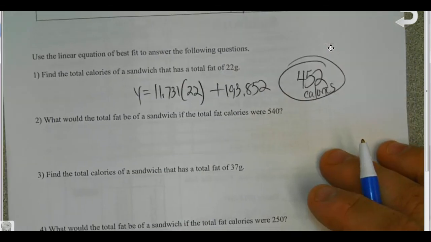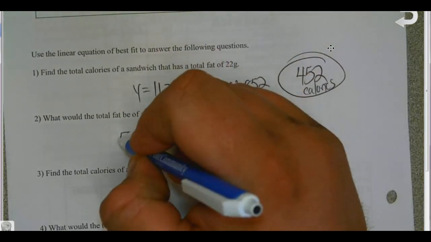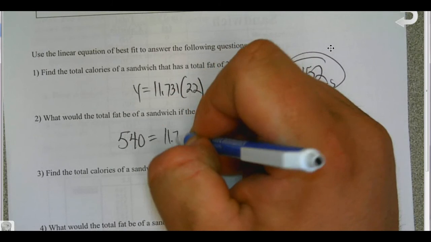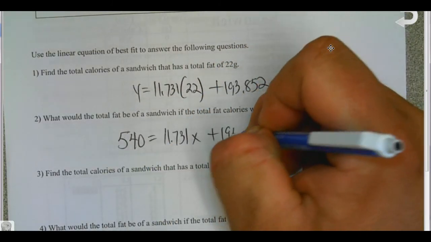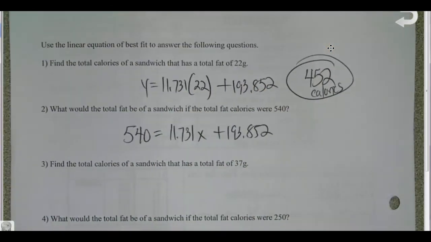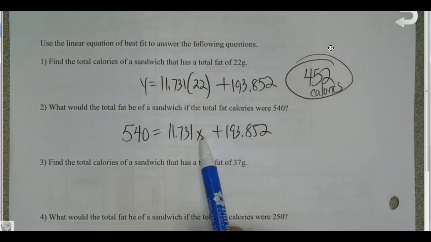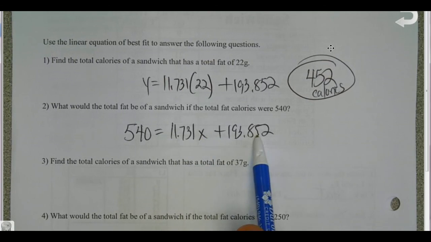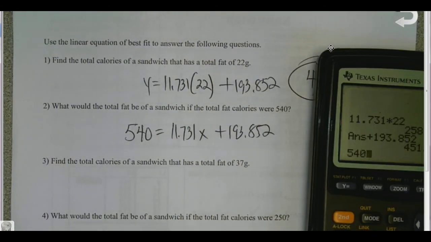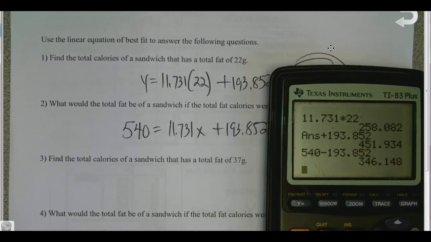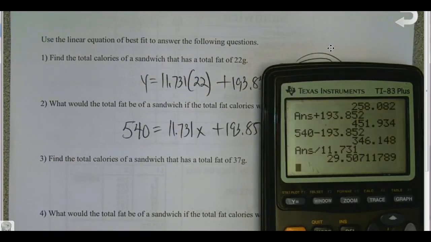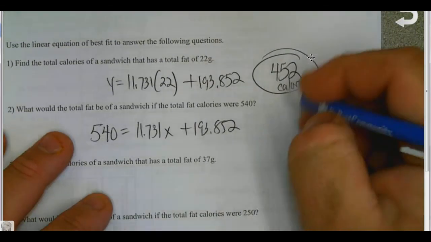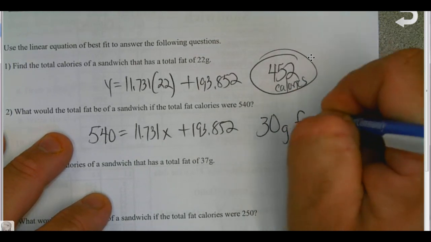Likewise, we can plug in y if we know the calories. Now, this one is the one that causes a little bit more problems. And the reason is because the x is still left. So how do I solve this? Well, I subtract the 193 and then I divide by 11.731. So it's the undoing. Now, it has 29.5 grams of fat, so we're just going to go ahead and round that up to 30. 30 grams of fat.